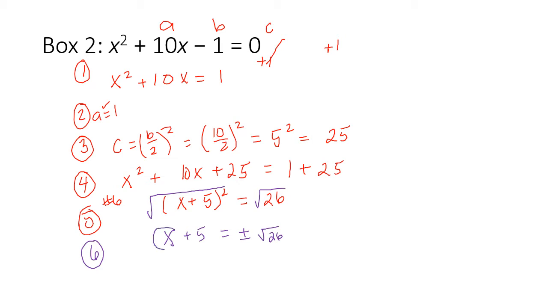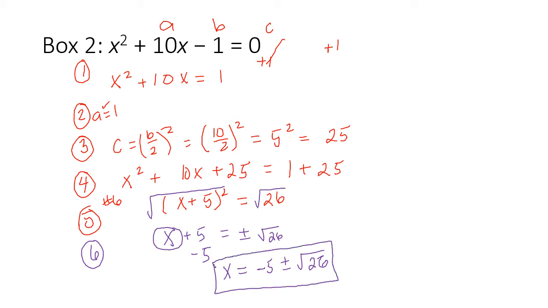To get x by itself, I still need to move the 5. So I'm going to subtract the 5. When I go to the other side, I cannot combine them because this is a rational number and this is an irrational number. So they stay separate. And that is your final answer. What are your questions? Doable?